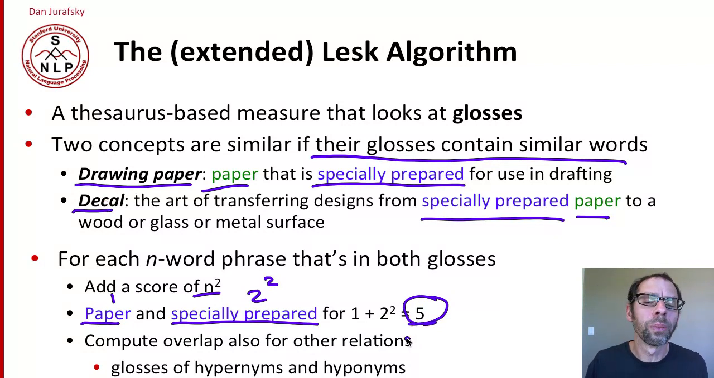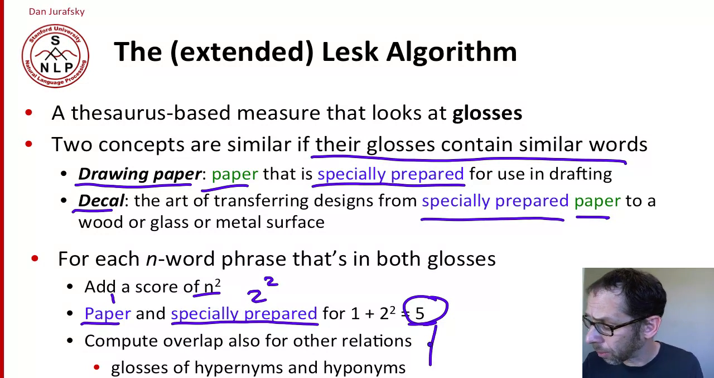And in fact, with most versions of Lesk similarity, we don't just look at the glosses of the two words, we look at the glosses of the words, their hypernyms, their hyponyms, and so on, and we add all that up. So it's a sum over all the words, or sometimes a max over all the words of their similarity.